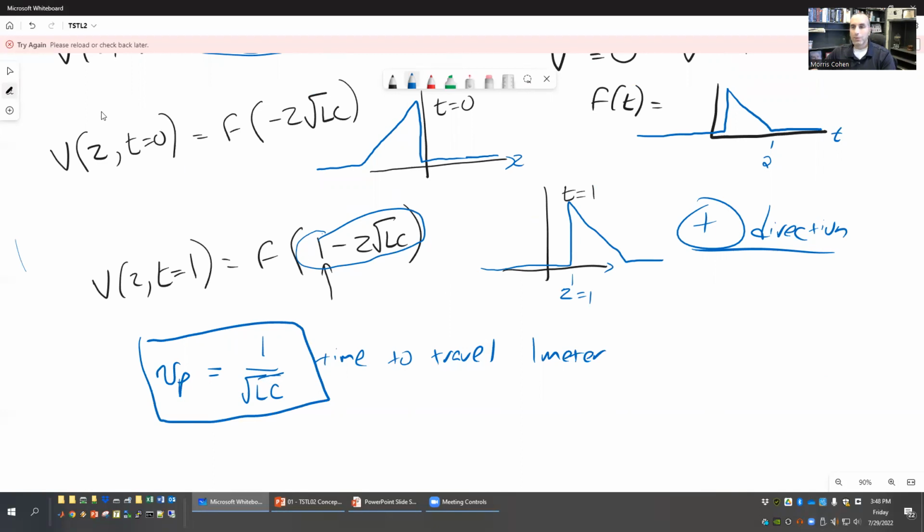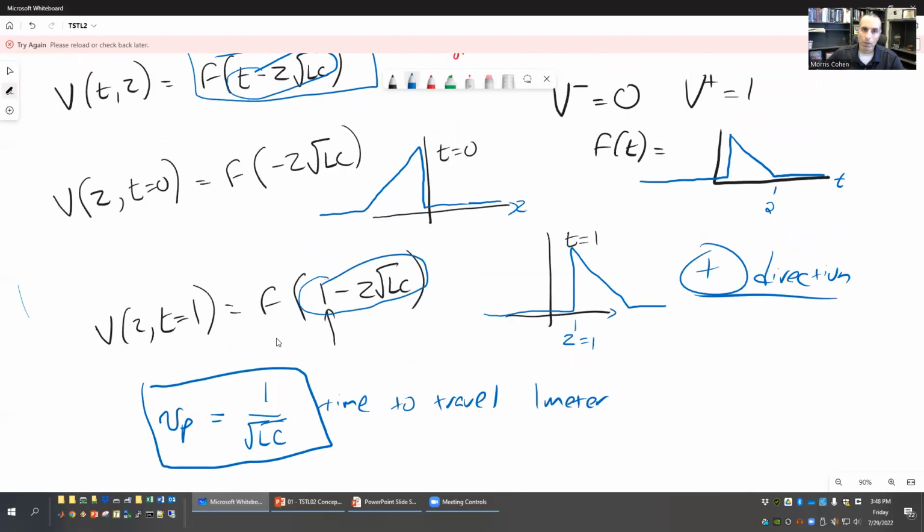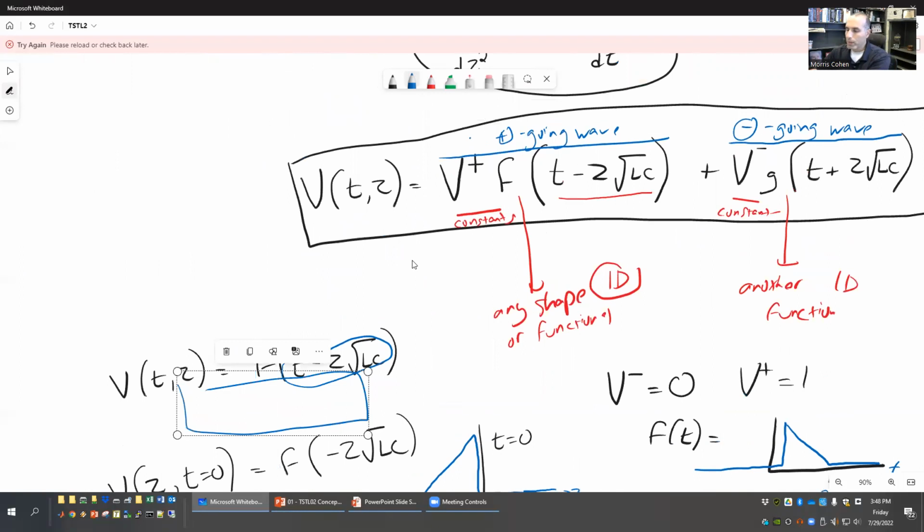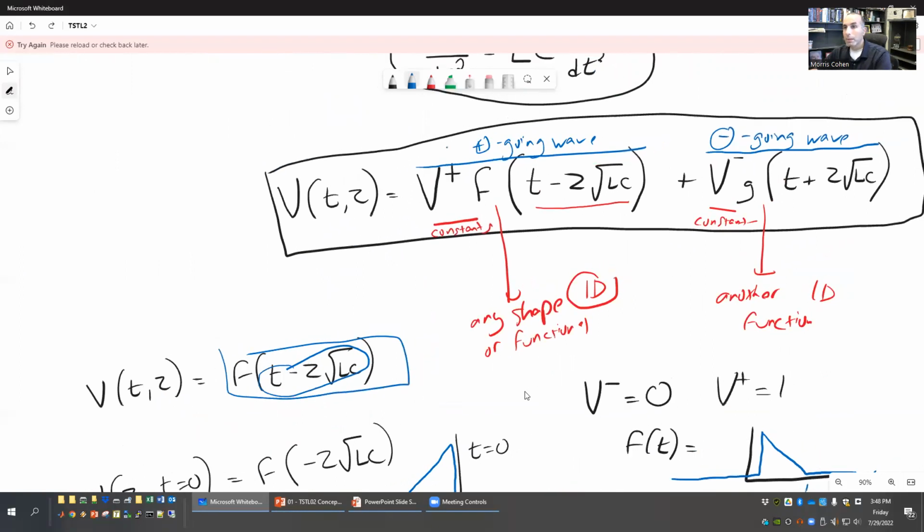But we've solved this for voltage. Okay, so this is the voltage wave equation, and it seems to work out very well. But the other half of this is current. What's going on with the current?